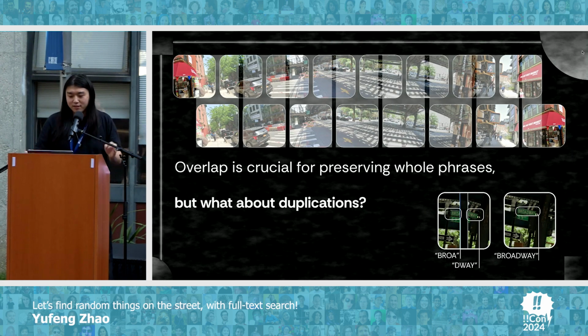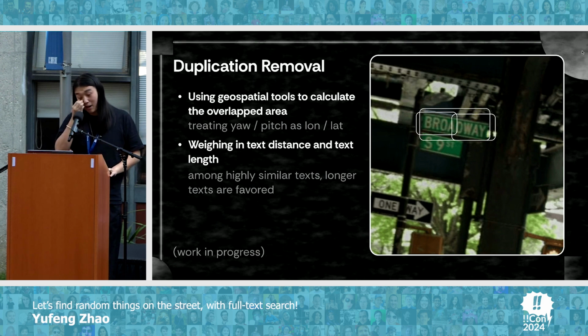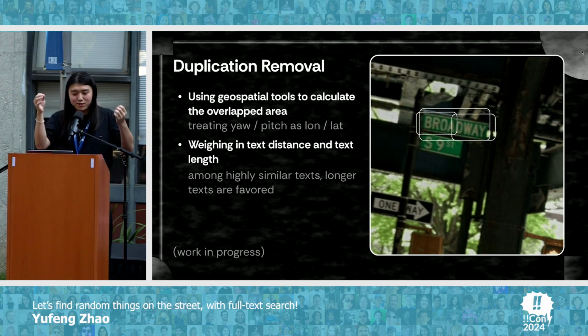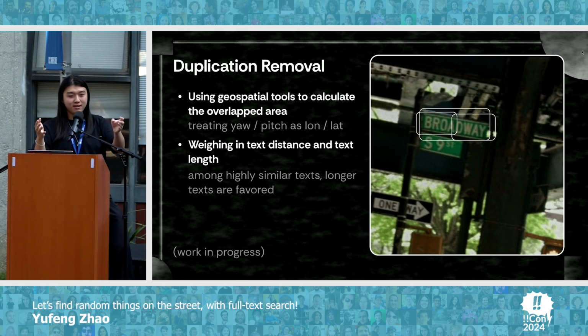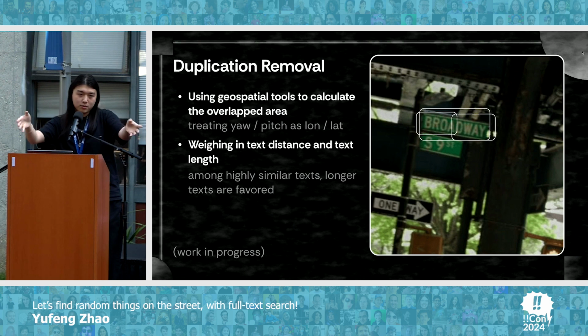So overlap is crucial for preserving the whole phrases, but what about the duplications you get? Because now you have Broad, you have Dway, you have Broadway. I'm still working on this. Duplication removal is a lengthy process. It's a complicated one. I'm using geospatial tools just because I'm lazy on the math. I feed this into GeoPandas on Python and feed the OCR results as if they are regions on the Earth and let it figure out how much they overlap with each other. And also taking into account the text distance between each other and finding among a similar text cluster, what's the longest one? I'll take that as the right result.